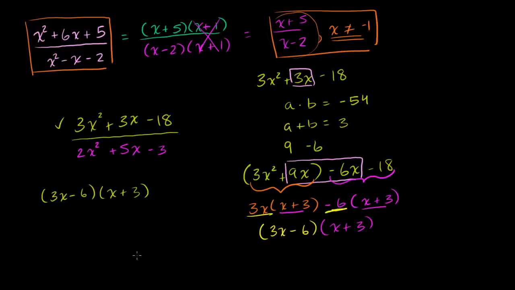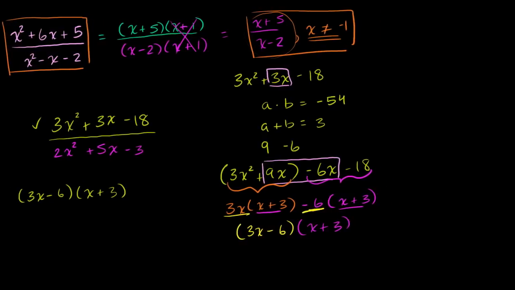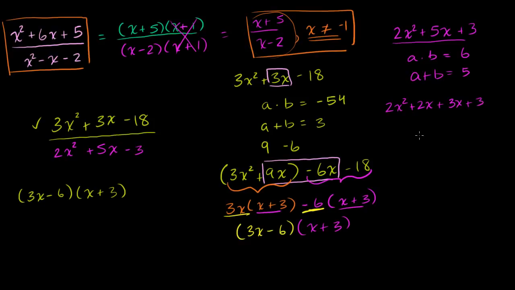Now let's factor this bottom part over here. Scroll to the left a little bit. So if I want to factor 2x squared plus 5x plus 3, I need to think of two numbers that when I take their product, I get 2 times 3, which is equal to 6, and they need to add up to be 5. And the two obvious numbers here are 2 and 3. I can rewrite this up here as 2x squared plus 2x plus 3x plus 3.